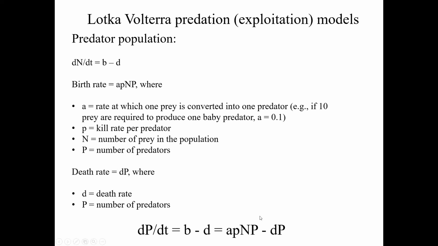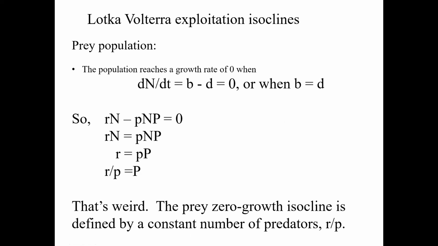So in both cases, we have some elements of the logistic equation. It's really obvious in prey, less obvious in predators, but we're not actually working directly with a logistic formulation. So what do we do with them? Well, what we want to do is get isoclines. So let's look at what the prey population isocline would look like.